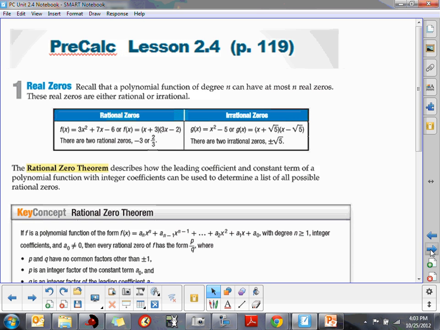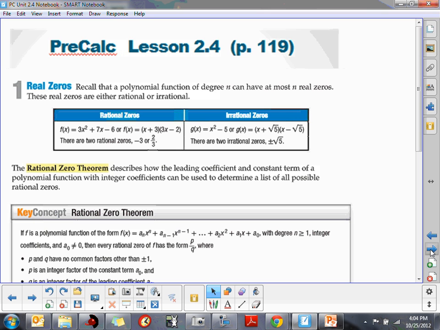So first of all, they want us to recall that a polynomial function of degree n can have at most n real zeros. So those are just possibilities. Remember, if it was a third degree polynomial, it could have at most 3, 2, or 1 real zeros. But an odd function always had 1 real zero. Where if it was an even function, say it was x to the fourth, it could have as many as 4, 3, 2, 1, or as few as 0 zeros. So we're trying to find those real zeros.